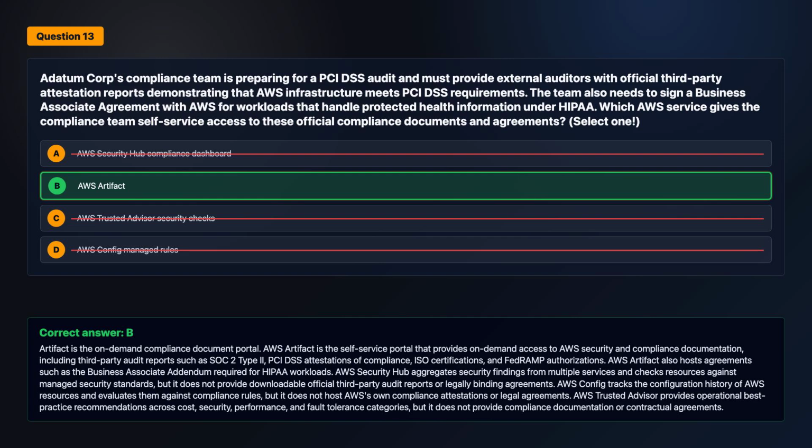AWS Security Hub aggregates security findings from multiple services and checks resources against managed security standards, but it does not provide downloadable official third-party audit reports or legally binding agreements. AWS Config tracks the configuration history of AWS resources and evaluates them against compliance rules, but it does not host AWS's own compliance attestations or legal agreements. AWS Trusted Advisor provides operational best practice recommendations across cost, security, performance, and fault tolerance categories, but it does not provide compliance documentation or contractual agreements.